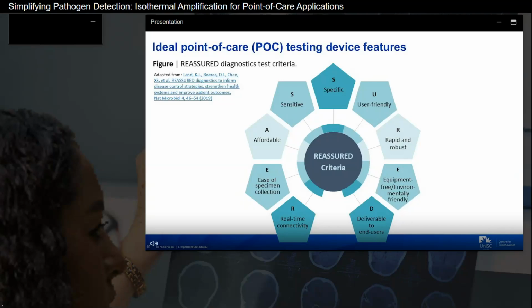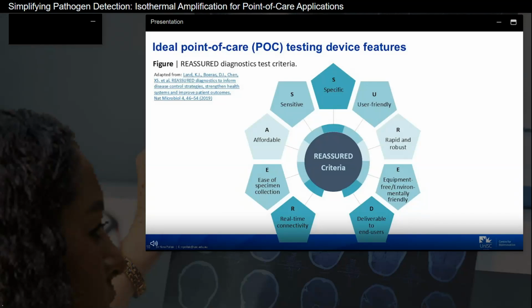A stands for affordable. The ideal test is not just effective, but also affordable. It's designed to be accessible both to individuals and to the broader health system, ensuring that cost doesn't become a barrier to effective diagnosis and treatment.